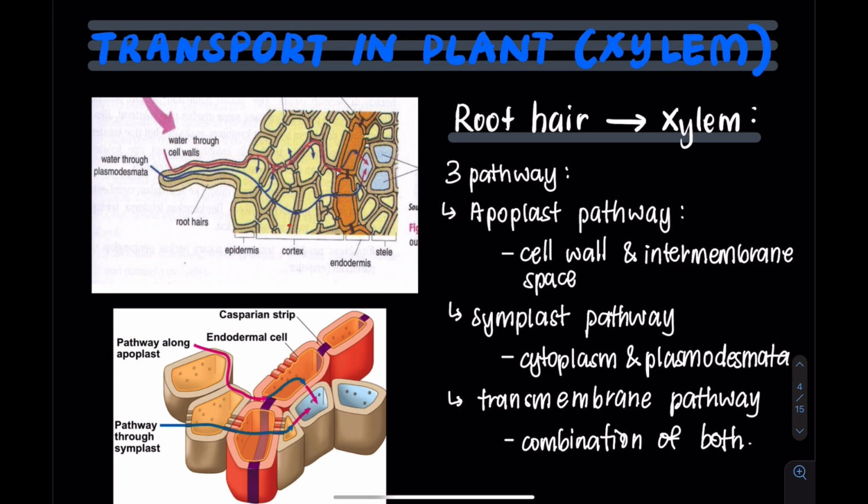In apoplast pathway, water and mineral ions move through cell wall and intermembrane space. In symplast pathway, water and mineral ions move through the cytoplasm and plasmodesmata. While for transmembrane pathway, the movement is through a combination of both apoplast and symplast pathway.